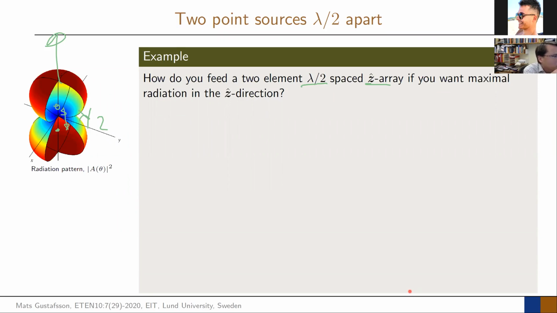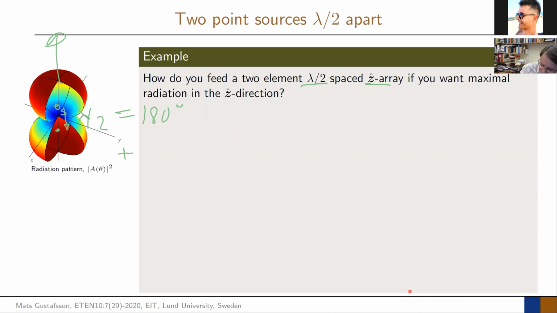How should you feed the 2 elements? In the previous case, we fed them with 1, 1. So the same phase of them. Then we had a destructive interference going straight up, so no radiation goes straight up. Now I want radiation straight up, which means that I have to now compensate for this lambda over 2, that is 180 degrees. I want to have constructive interference.